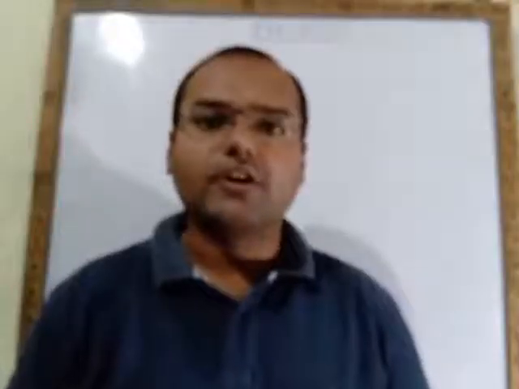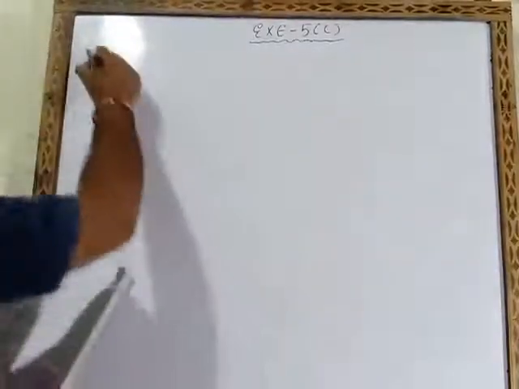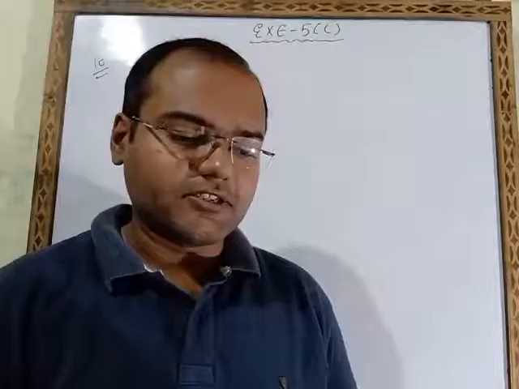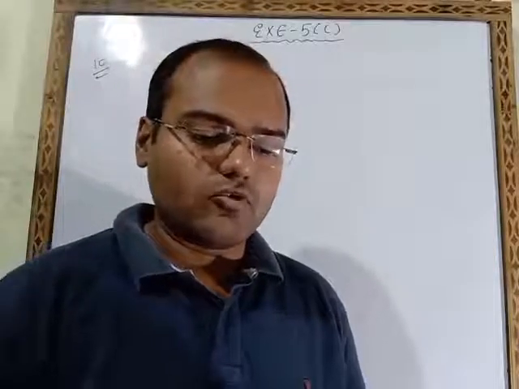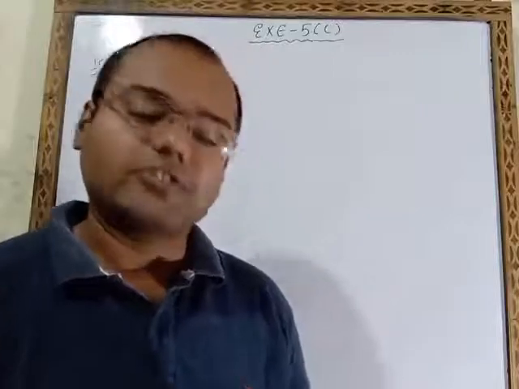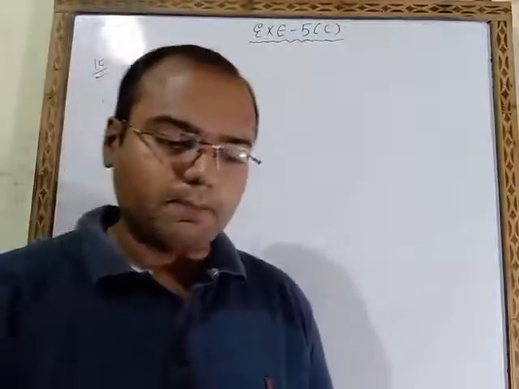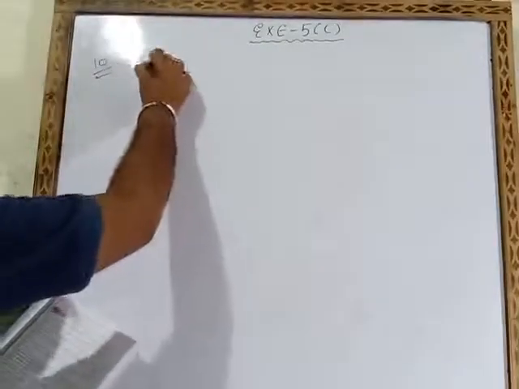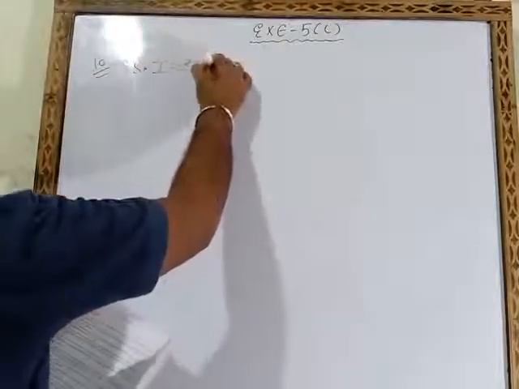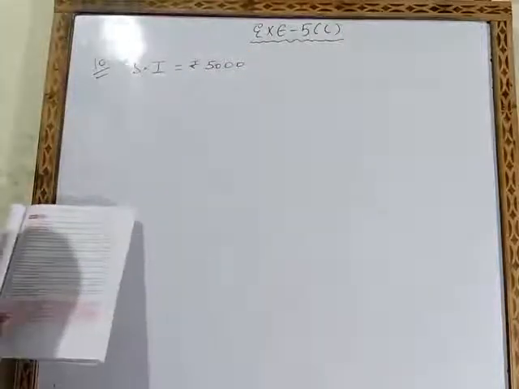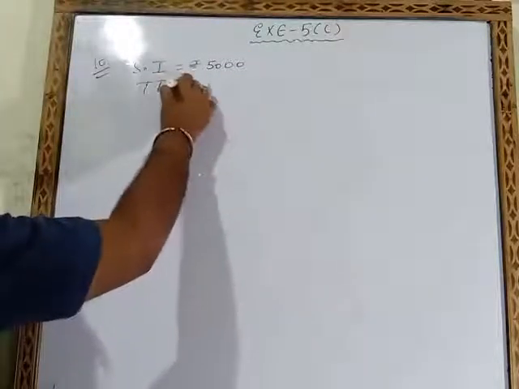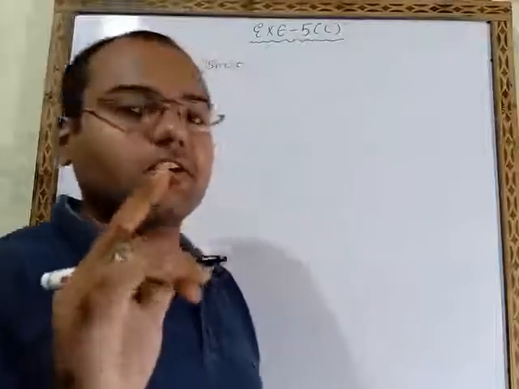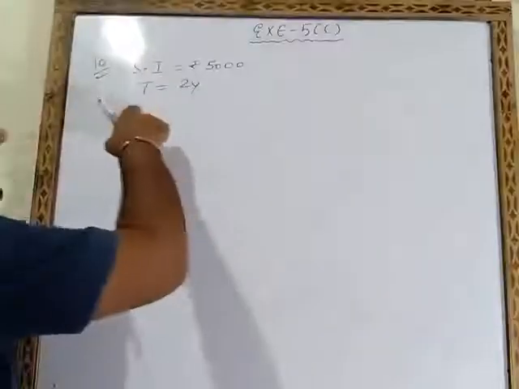Now all of you see question number 10th. The simple interest on a sum of money for 2 years at 10% is 5,000. What is given here? Simple interest is 5,000. So first of all you have to write simple interest SI. 5,000 rupees is given and time also given. Time is equal to 2 years. Here compound interest is not given. Here simple interest is given. So that's why we are writing time is equal to 2 year.